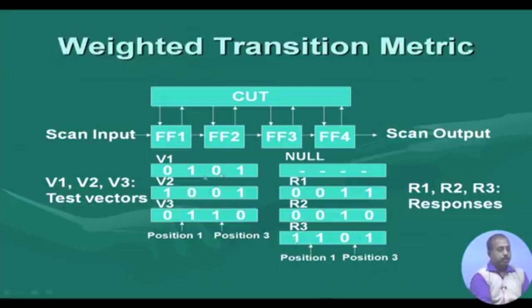So this way, for this entire set of test vectors and responses, we can compute this weighted transition for each of the test patterns and the responses, and those values can be added to get the weighted transition metric.